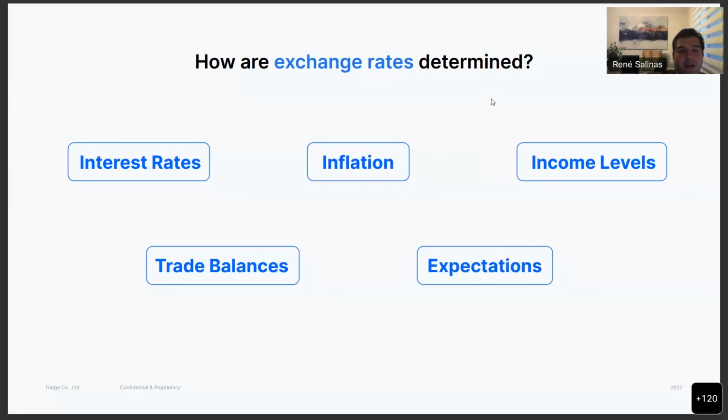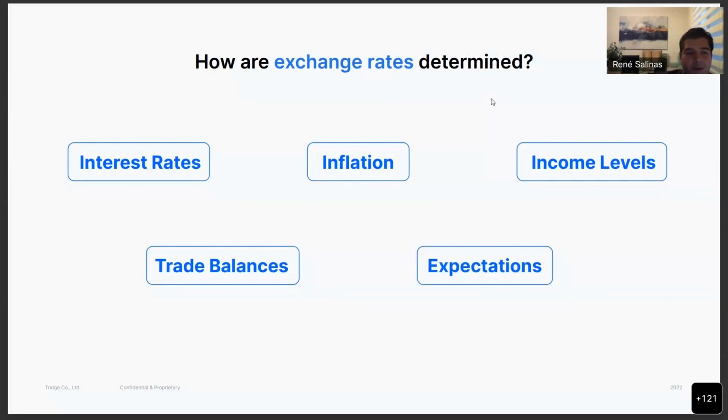So how are exchange rates determined? The fundamentals behind exchange rates are typically these economic variables, which are interest rates, inflation, income levels, trade balances, and of course, expectations about any of these variables I just mentioned.